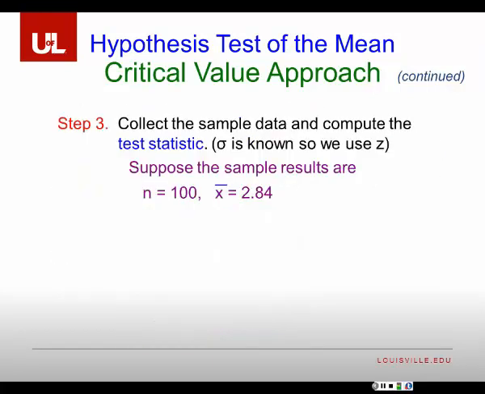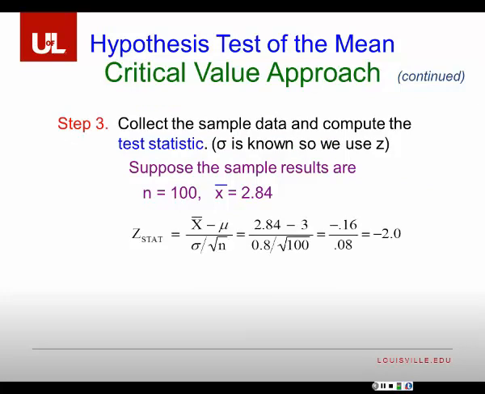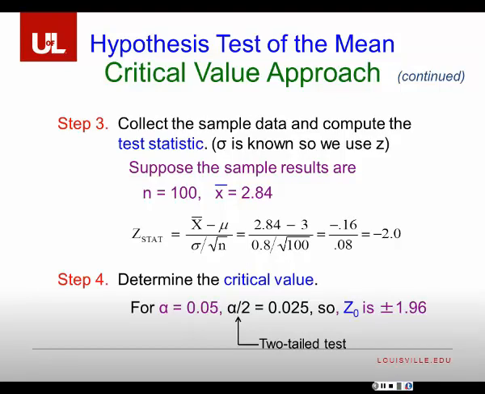So you collect the sample data and compute the test statistic. n is equal to 100, x bar is equal to 2.84 in this example, which gives you an observed z-statistic of negative 2.0. What I mean by observed is that you use the values from the problem. Then you determine the critical value. Here our critical value is going to be 1.96, since our alpha was equal to 0.05, which means we want a 95% level of confidence.